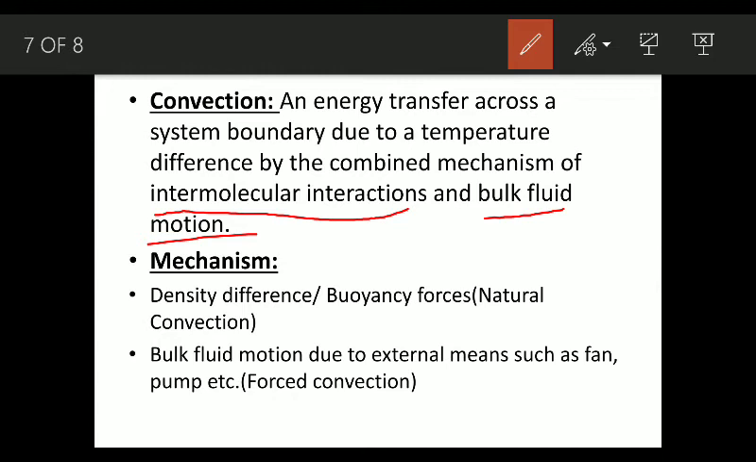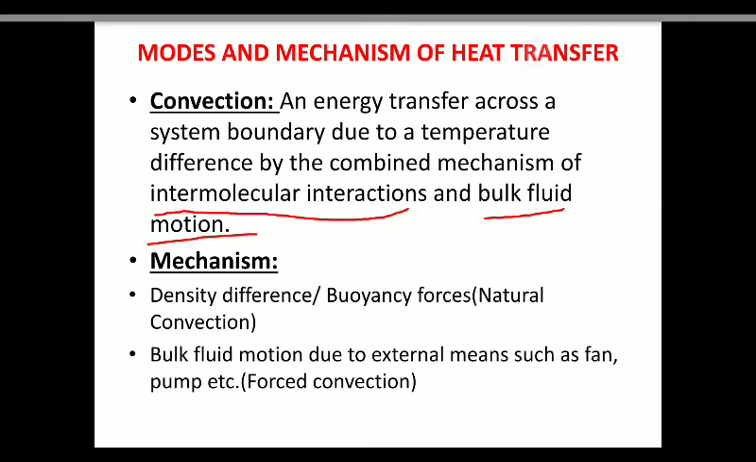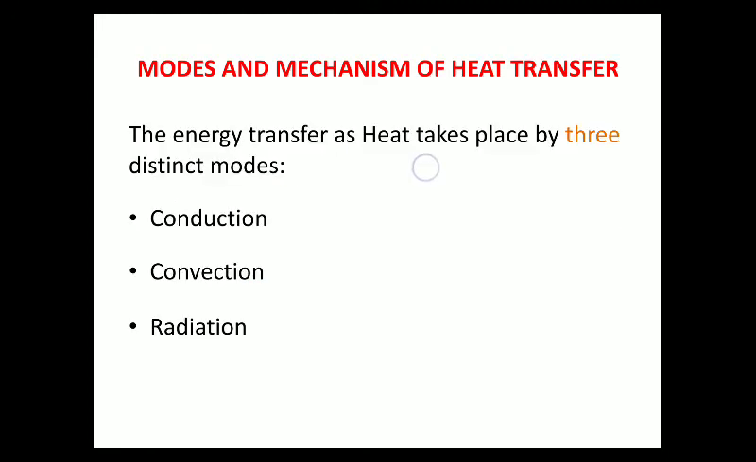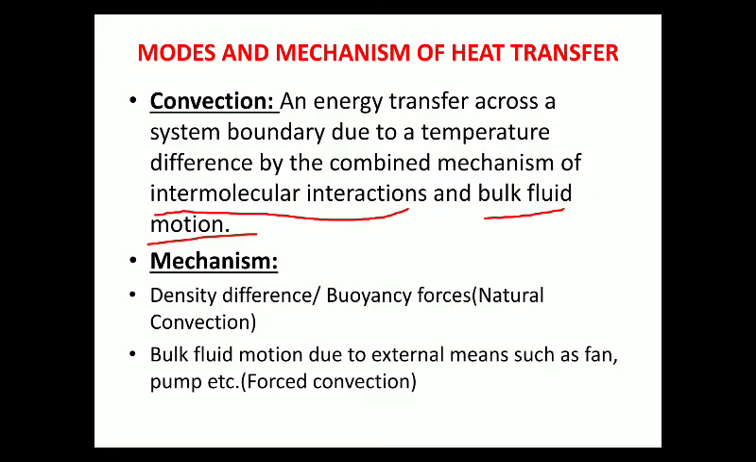The fluid should move in order to make convection possible, whereas in conduction there should be no movement expected. There is no appreciable displacement of molecules expected in conduction, whereas in convection the fluid should move. The mechanism of convection takes place either due to density difference or due to bulk fluid motion, and that bulk fluid motion may be due to some external sources of energy or power. Depending on these, convection is further classified into two types: natural convection and forced convection.